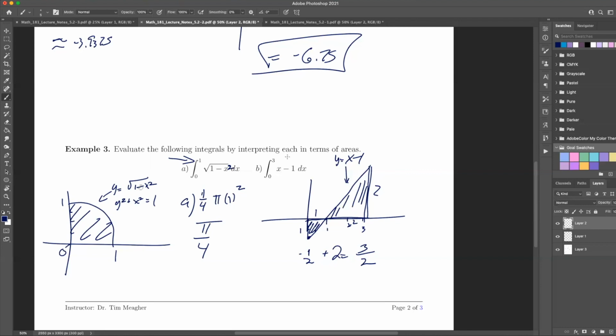And so sometimes you can just, by interpreting each of the terms as areas, and if you just figure out what the area is, sometimes it's just easier to mathematically solve a puzzle. Okay?